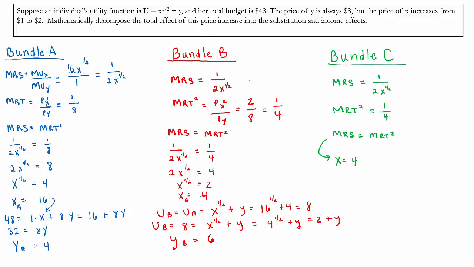What I now do, unlike Bundle B, is plug back into the budget constraint. Income is 48. The price of X is now 2. The price of Y remains at 8. So plugging in that X equals 4, I have 48 equals 2 times 4 plus 8Y, which means that 40 equals 8Y, and then Y must be equal to 5. Now I have the coordinates for Bundle C.